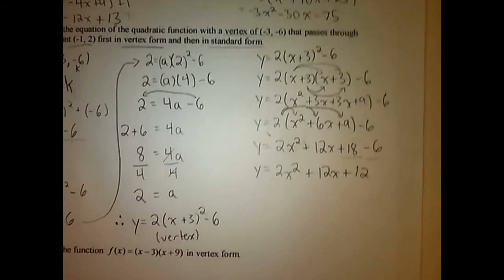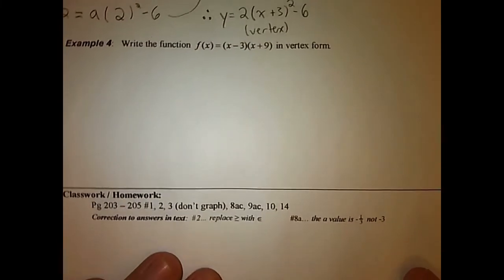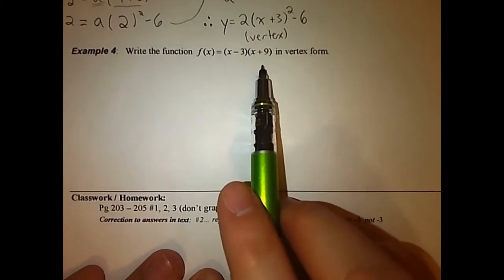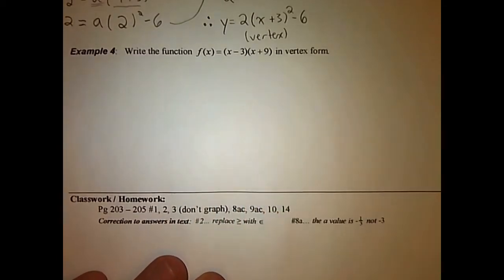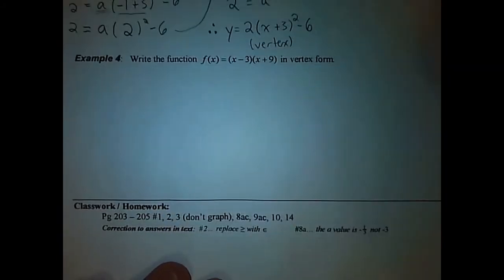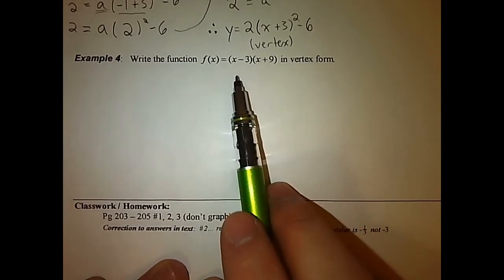Alright, one last example, and then you can start at the homework, which is at the bottom there. So it says write the function f of x equals x minus 3 times x plus 9 in vertex form. So how do we do this? Well, there is something called completing the square where we could put this into standard form and then put it into vertex form. I'm just going to put that here.